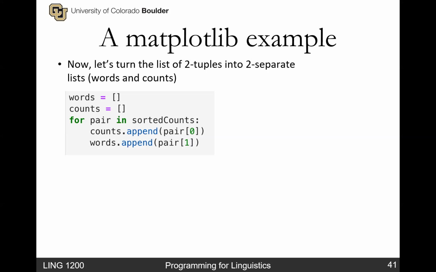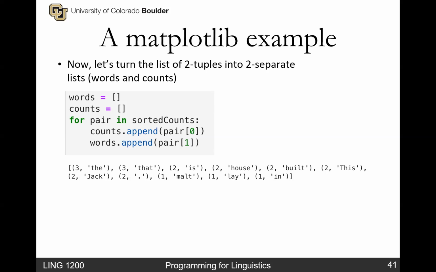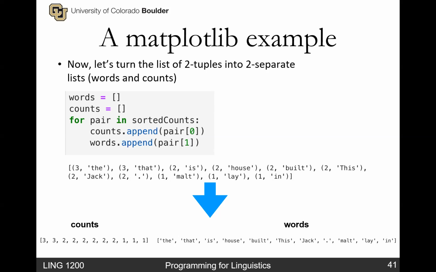So we'll create two empty lists, words and counts, and then we're going to loop over the list that we just created, our sorted counts list, and take the first item in each of those tuples and append it to the counts, and the second item and append it to our list of words. So this is our sorted counts, and we're going to loop through it, and from that we're going to get two lists: a list of counts and a list of words.